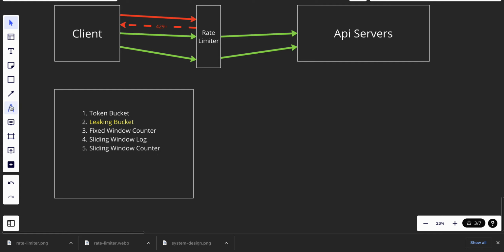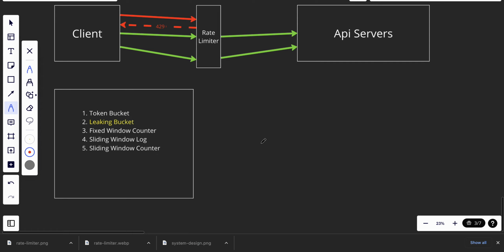Basically, the leaking bucket is quite similar to the token bucket, except that requests are processed at a fixed rate, and the leaking bucket uses a queue. It's first in, first out. The algorithm works as follows.